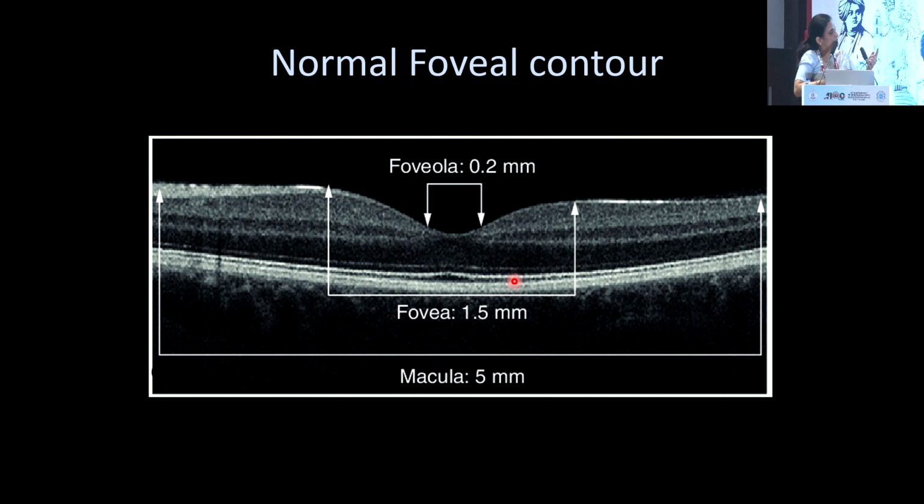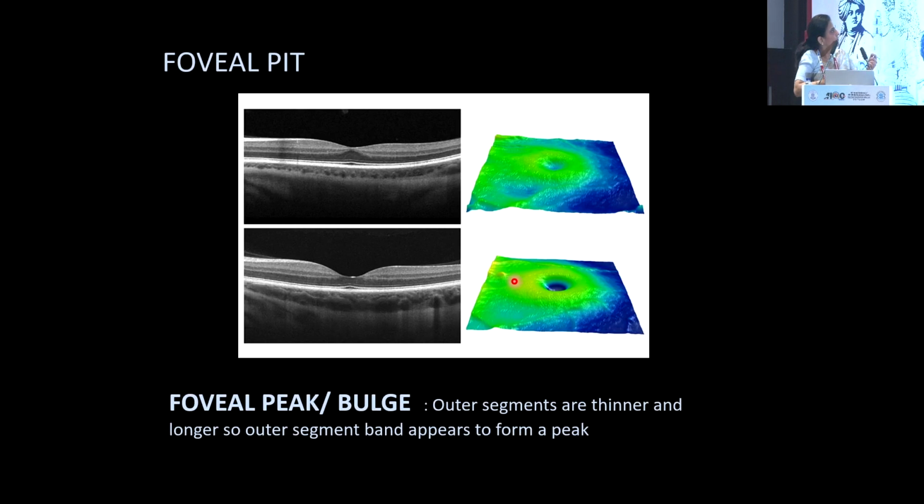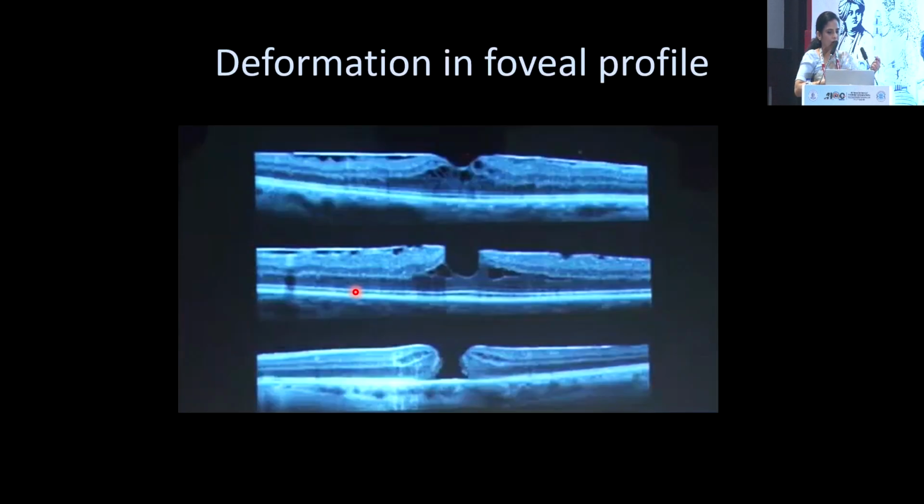The normal foveal contour, I'll just take some more time. The normal foveal contour is how you also assess the normal fovea. So there is this structure here, below the fovea, this little uprising here. A lot of residents come to me and say, ma'am, is this something abnormal? This is absolutely normal. It's the normal foveal peak. The outer segments are thinner and longer, so the outer segment band appears to form a peak. It may not be present in all patients, but it's an absolutely normal finding.